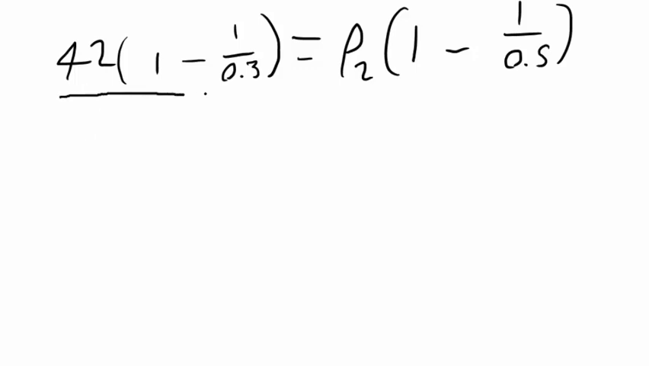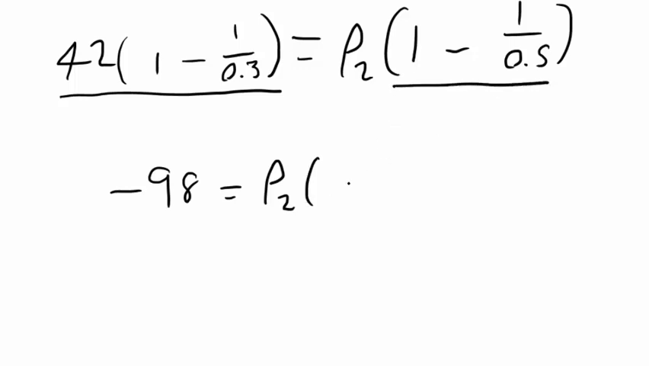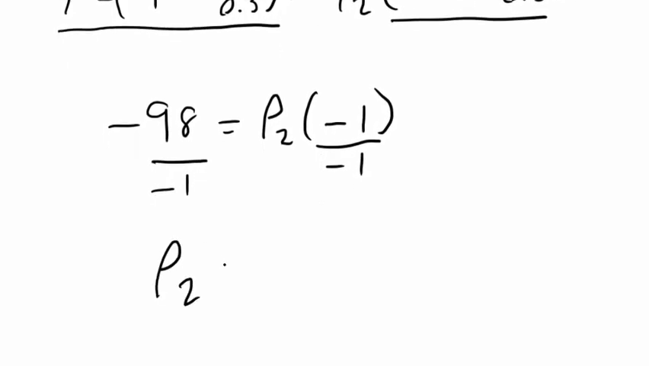So if we were to throw this entire quantity into a calculator, we would get negative 98, and then that would be equal to P2 times, on the other side, negative 1. And if we divide both sides by that negative 1, the price that we should set in the Rochester area is $98. So, in the Rochester area, we know that the consumers are not as price sensitive to large changes in price. So we can charge a higher price in the Rochester area as opposed to the Pontiac area where they are more price sensitive.